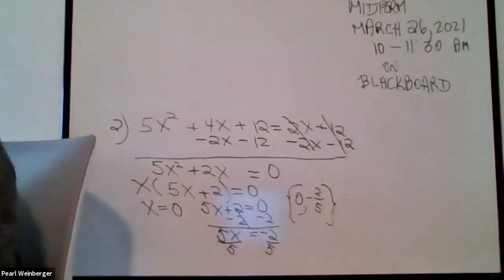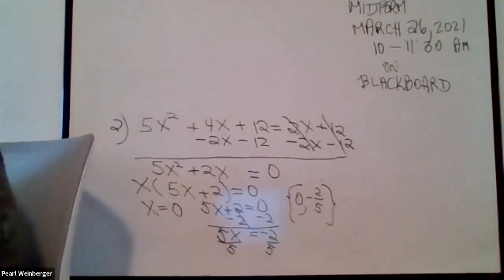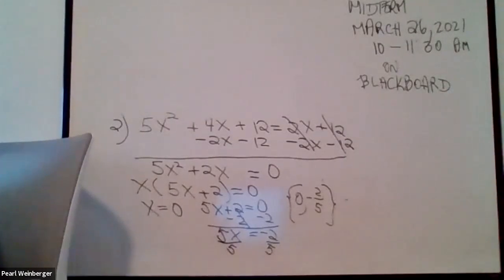Okay. So I think I mentioned on Tuesday that the next chapter we're dealing with, chapter 5, is called Rational Expressions and Equations.